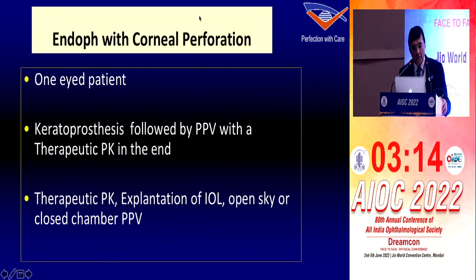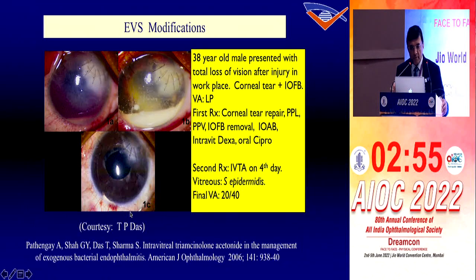If you have a corneal perforation, then you can either do a keratoprosthesis followed by a pars plana vitrectomy and end up with a therapeutic PK, or you can do a therapeutic PK, an explantation of the IOL, or an open sky vitrectomy followed by a therapeutic pars plana vitrectomy.